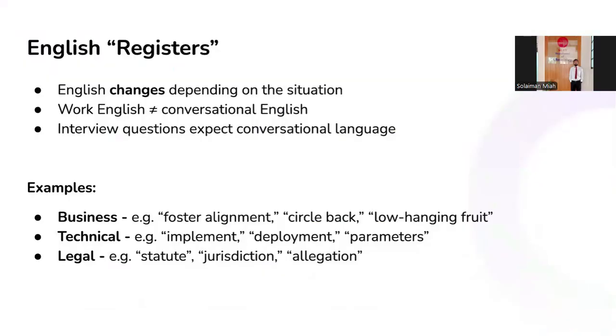English changes depending on the situation you're in. The English you use at work is often different from the English you use in casual conversation. For example, business English often includes phrases like foster alignment or circle back. Technical English might use words like implement or parameters. Legal English uses very specific terms as well. All of these are correct forms of English, but they belong to different registers.